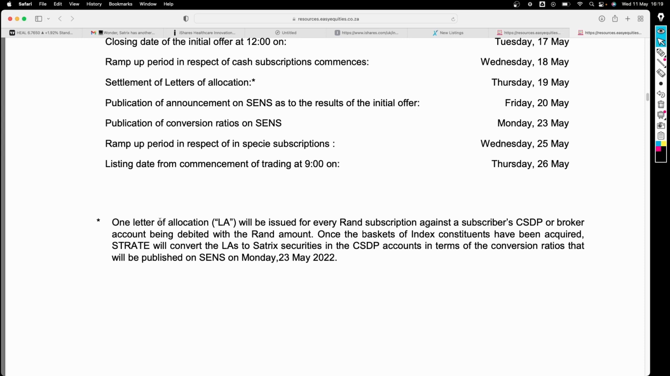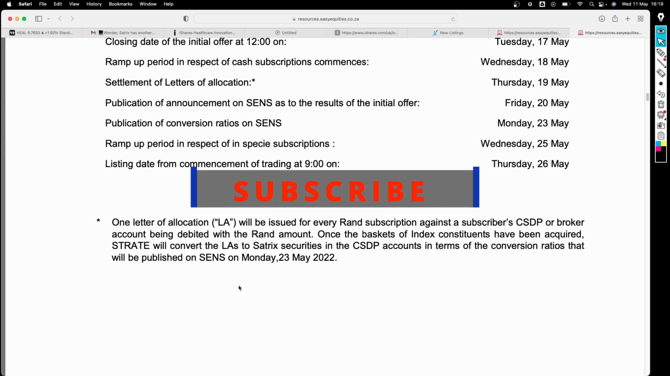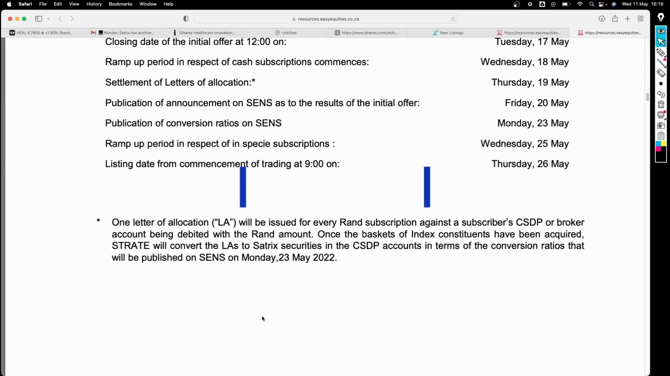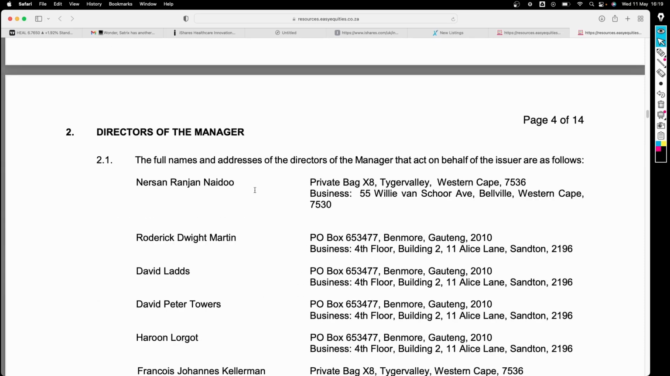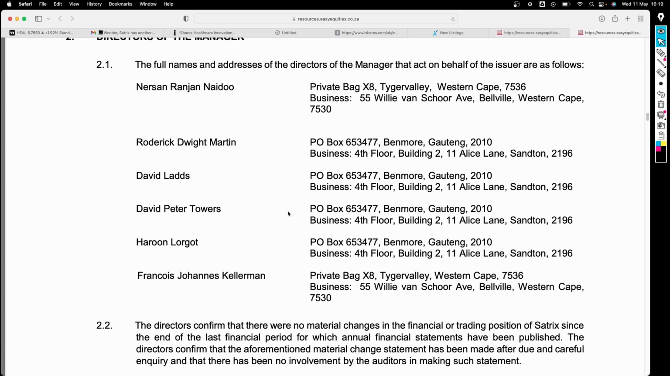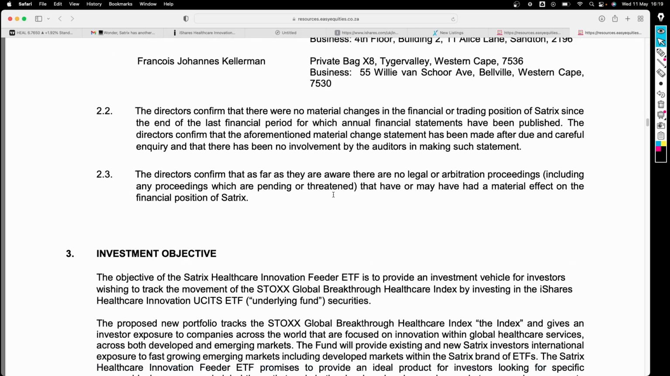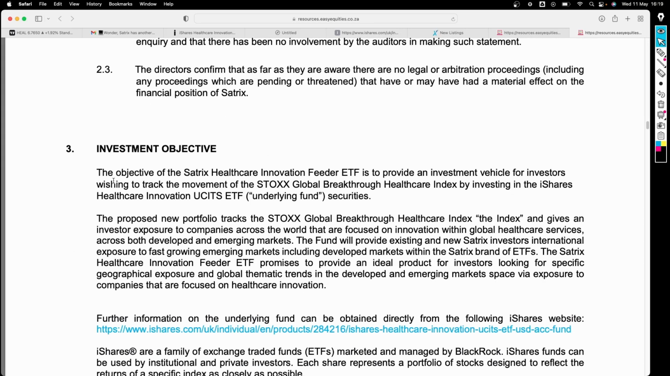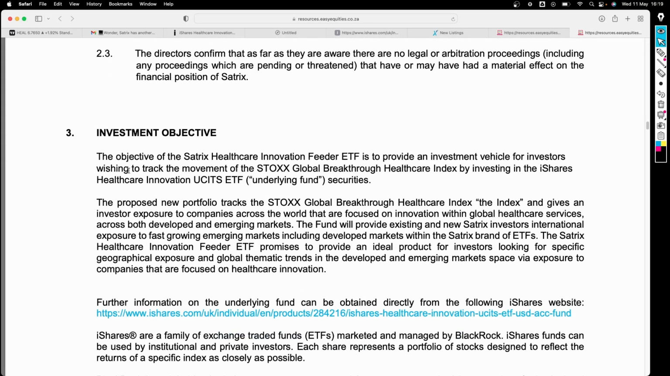So don't confuse that one letter of allocation with the net asset value of the ETF that they are still going to determine, right? So then they explain who the fund managers are, the people that will be managing this ETF on behalf of the investors. That's some information that you can find there. We'll cover the investment objective. We'll actually go through the fact sheet of the underlying fund so that you understand what Satrix is trying to achieve. But at the surface, Satrix will be taking your money and investing it in another underlying fund.